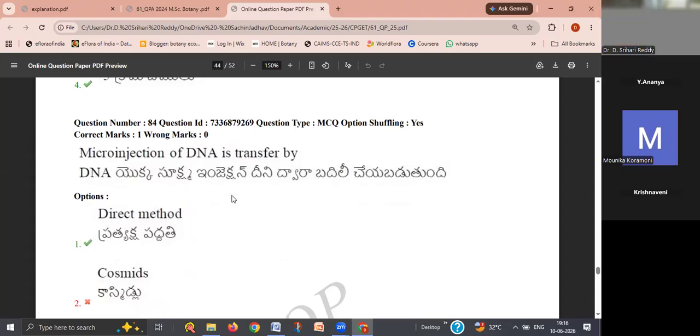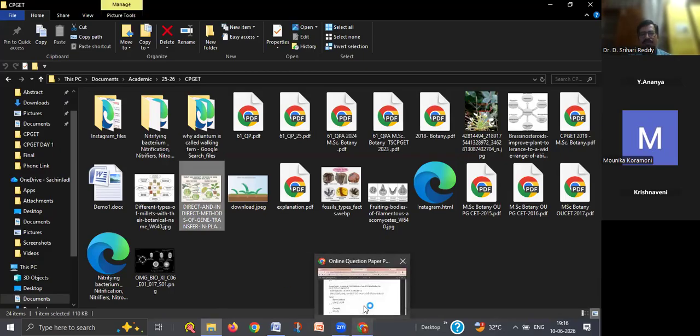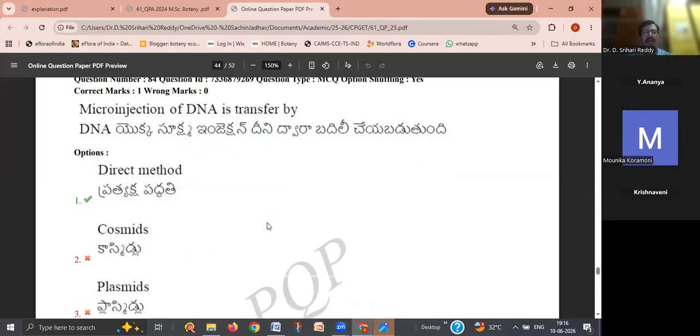Microinjection of DNA. So you know, microinjection of this DNA is used in DNA transfer, because in genetic engineering or plant molecular biology, whatever you say, in molecular biology experiments, usually the DNA of one organism is transferred to another organism. That study is called genetic engineering.